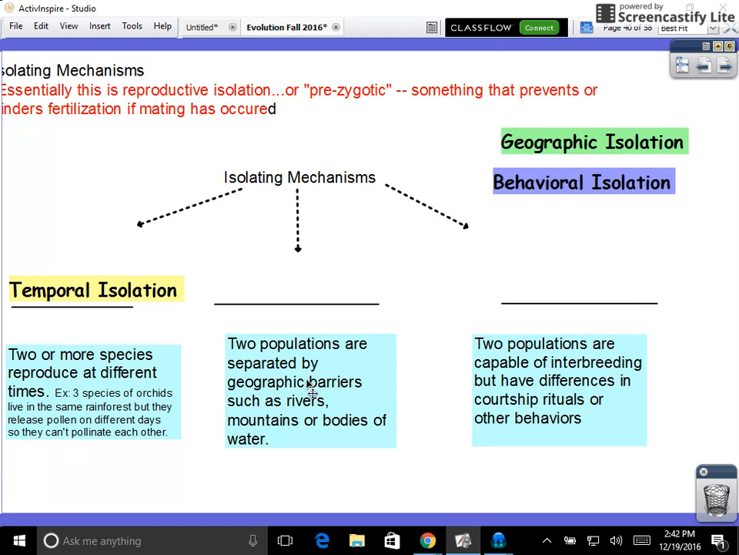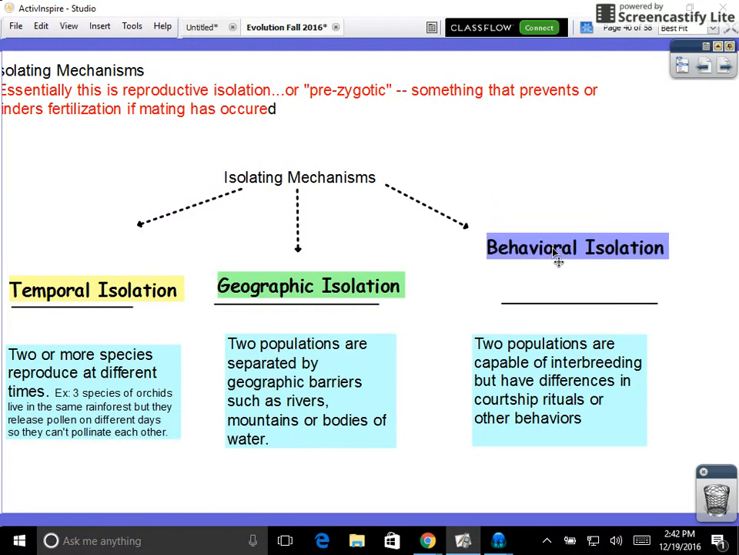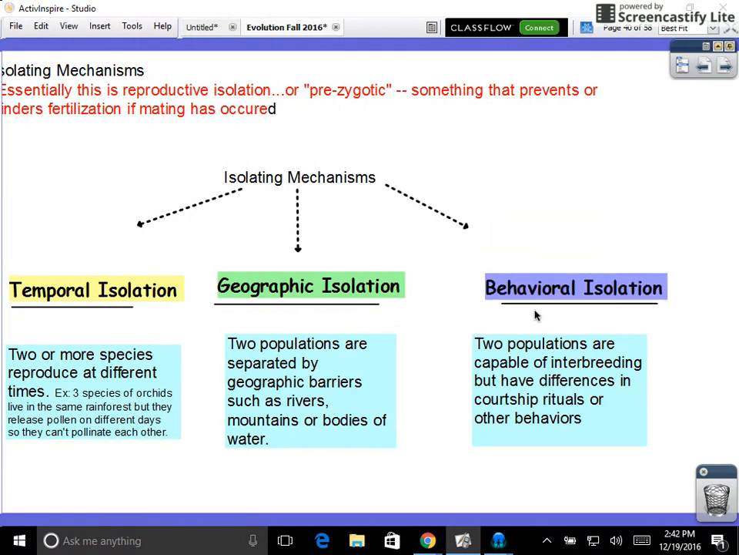Two or more populations separated by geographical barriers. You can see that before fertilization happens, they're not going to get to fertilize. So that's going to be geographic isolation. And then another type of isolation is if there are different courtship rituals or different behaviors and they're not likely to interbreed. It's behavioral isolation.